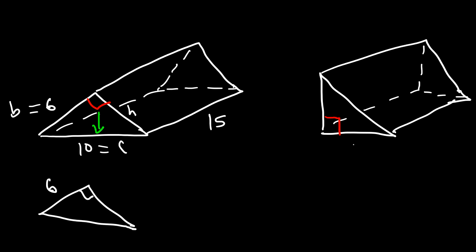So the base here is 6, that's B. We have the hypotenuse, 10, which is C. This is the hypotenuse highlighted in green. And we're looking for the height H. But the length is still 15.